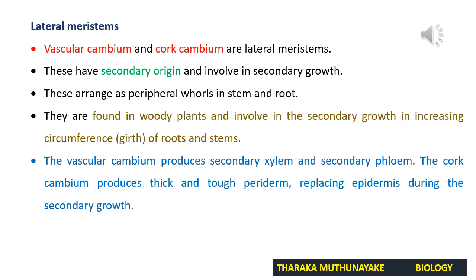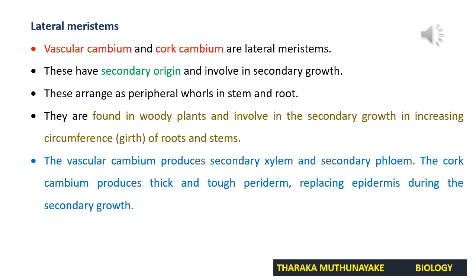Then these lateral meristems are arranged as peripheral whorls in stem and root. We will discuss it under growth. They are found in woody plants. What are woody plants? In other words, plants that produce wood. Among angiosperms, most dicots produce wood. They undergo secondary growth and produce wood. All gymnosperms undergo secondary growth and they produce wood. Those are woody plants. So they are found in woody plants and are involved in secondary growth, increasing the circumference of roots and stems. This is the function of the lateral meristem.